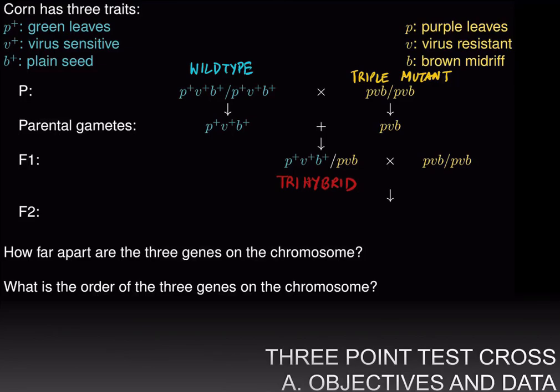And in the 3-point Testcross, in the next step, you carry out a Testcross by crossing this trihybrid individual to the tester who is homozygous for the recessive alleles of all the 3 traits. And the objective of a 3-point Testcross is to look at the fraction of different progeny genotypes and use that to determine how far apart are the 3 genes on the chromosome, what is the order of the 3 genes on the chromosome.